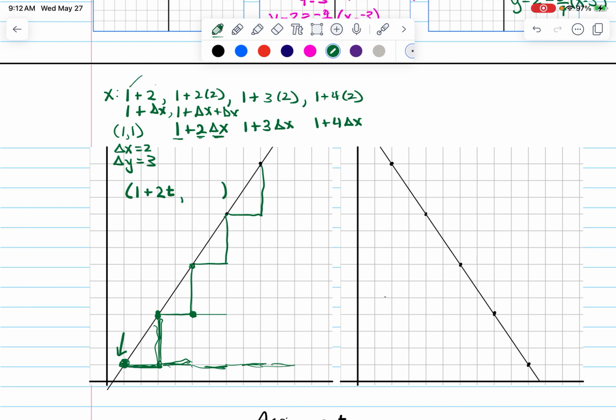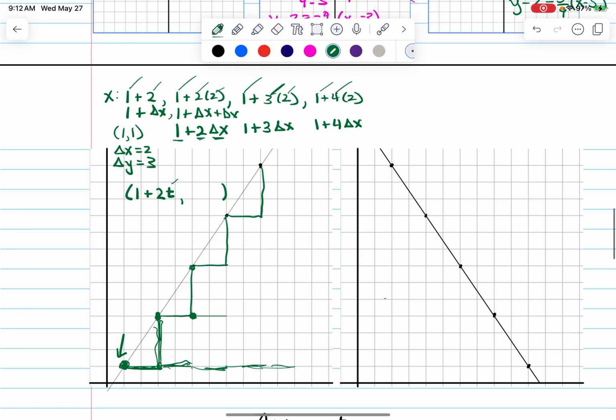So let's see how this looks. We have 1 plus 2 times 1. See? 1 plus 2 times 2, which t would be 2 in that case. 1 plus 2 times 3, t would be 3 in this case. 1 plus 2 times 4, t would be 4 in that case. You see how this looks? So we have an x value and then the 2 times t. In other words, that will get you to any point on here.